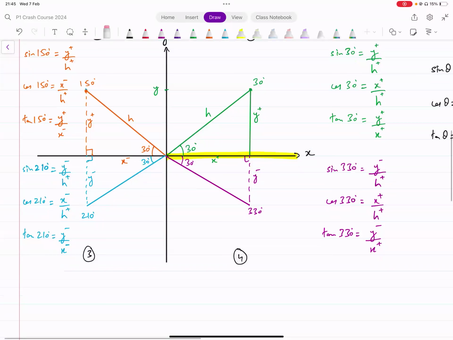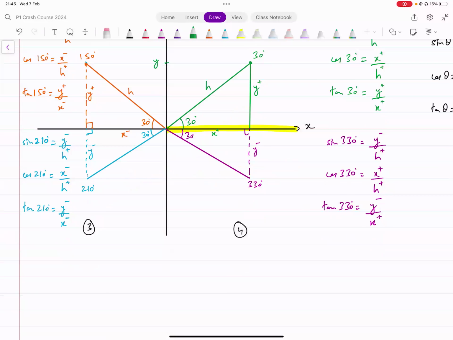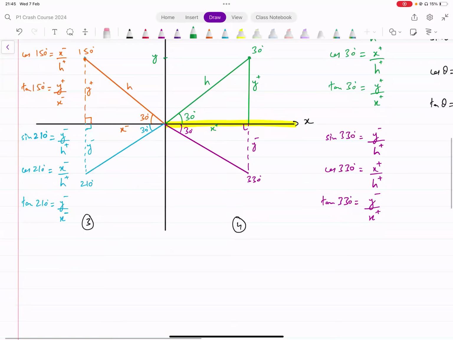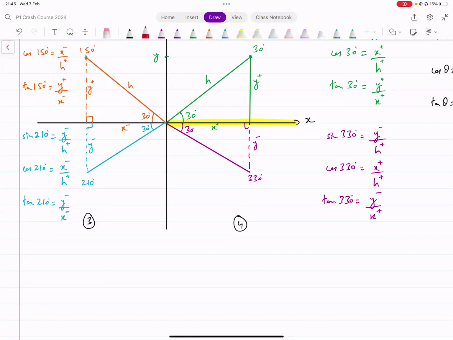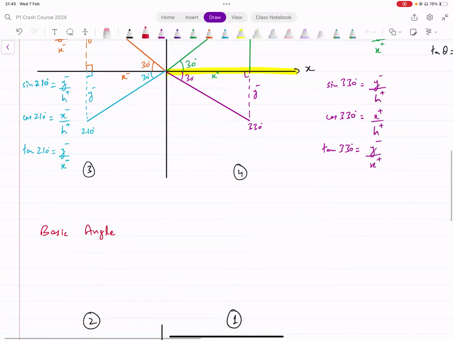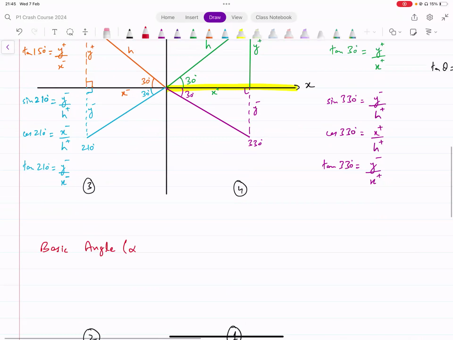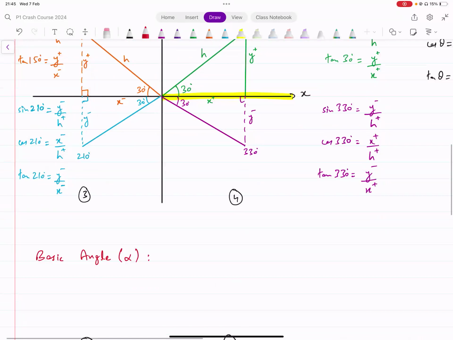Okay. This angle that a line makes with the horizontal x-axis, horizontal line, this is known as the basic angle. And we will be referring to this again and again. Basic angle, we often refer to this with this letter alpha. It's the angle made with the horizontal line or with the horizontal axis.